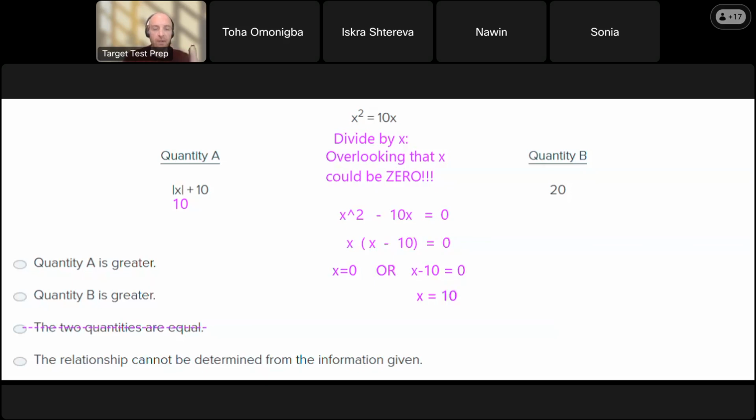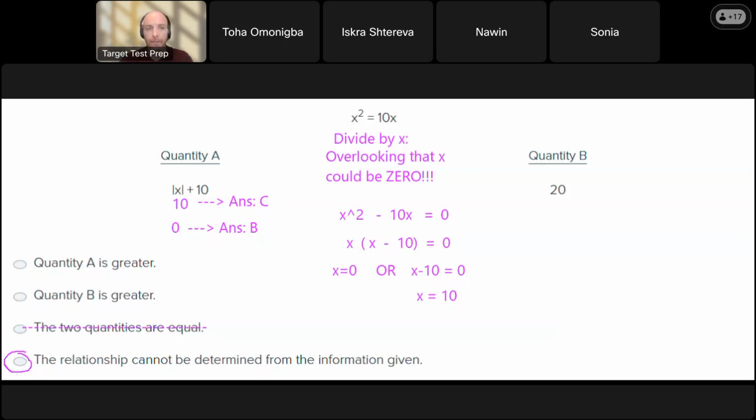But if I just divide by x at the very beginning, I'm only going to get 10 as a possible solution. So if x is actually equal to 10, which it could be, then the answer would be C. 10 plus 10 is equal to 20. But if x is 0, then the answer is B. And what did I just find out? I got contradicting answers. And if I get contradicting answers, that's enough evidence for me. I know that the correct answer here has to be D. Good. All right, questions about that before we move forward?